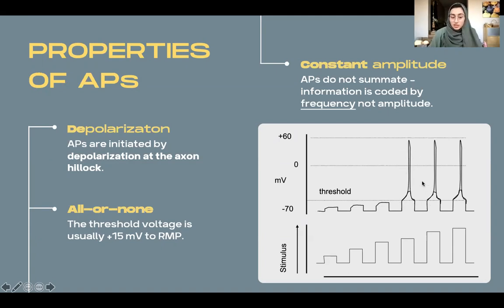It's always constant. And if you have 50 action potentials next to each other, they're all going to look the same. But what's going to make a difference is how many action potentials you see. If you see 3, that's going to tell you this is a weak stimulus, versus 50, that's going to tell you this is a very strong stimulus. You get my point?